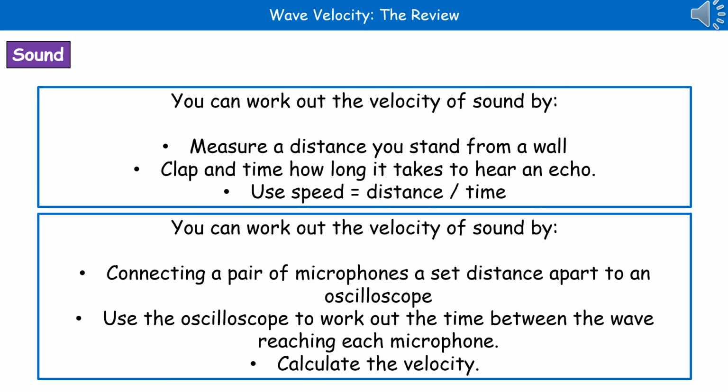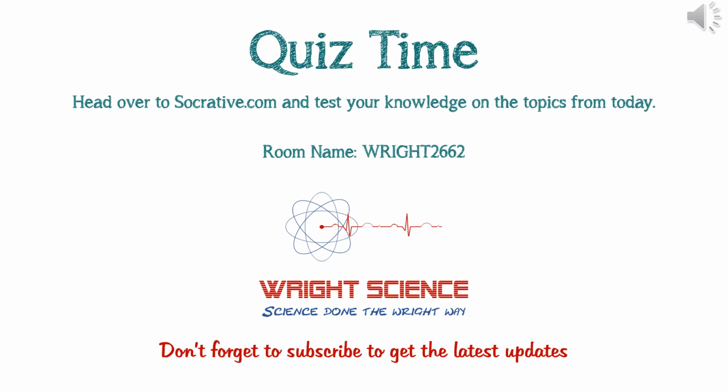We've got two ways that we can work out the velocity of sound. First, measure a distance you stand from a wall, clap and time how long it takes to hear an echo, then use speed as distance divided by time. Or connect a pair of microphones a set distance apart to an oscilloscope, and then use the oscilloscope to work out the time between the wave reaching each microphone. From that, we can then calculate the velocity.